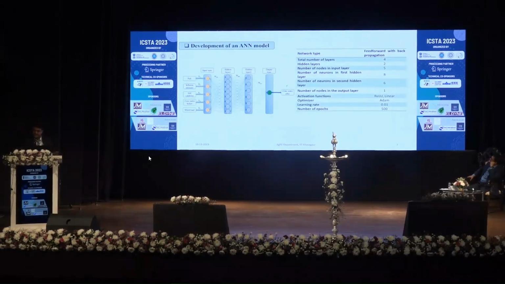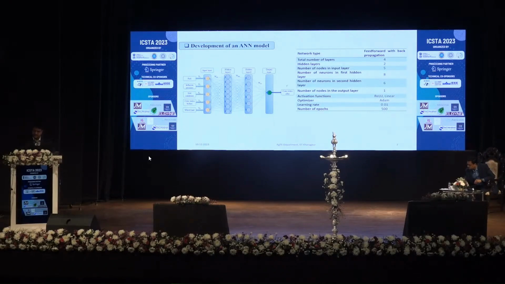After collecting all the data, we developed an ANN model which had 5 input parameters: pull, inflation pressure, soil condition, cone index value before passes of the tire, and the wheel load. Two hidden layers were used.